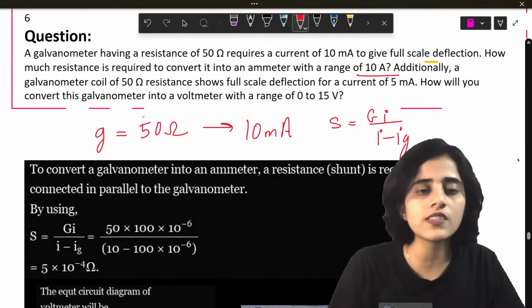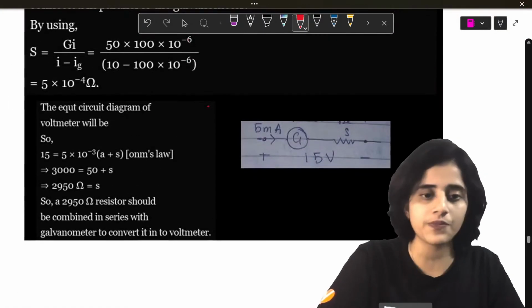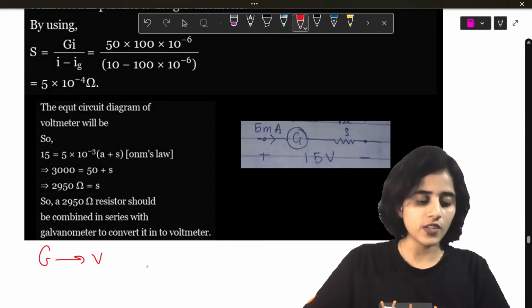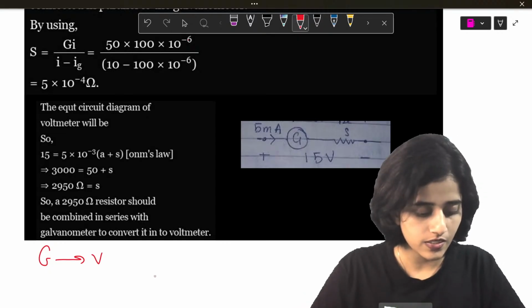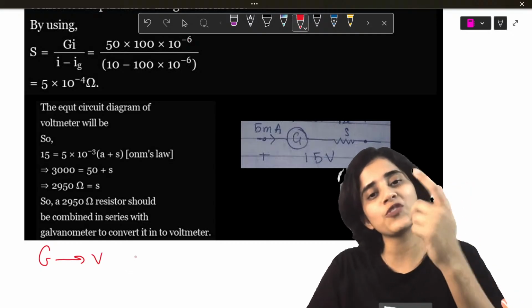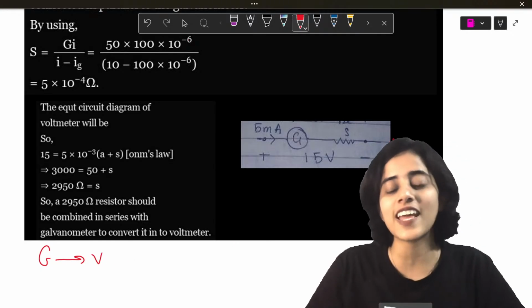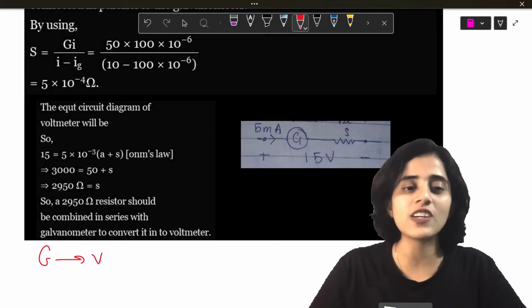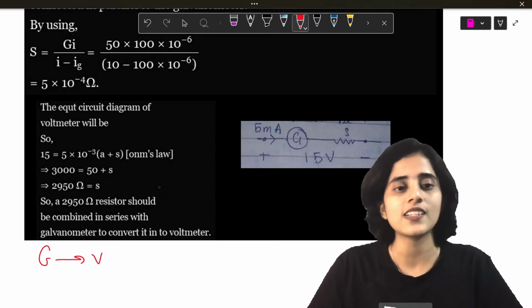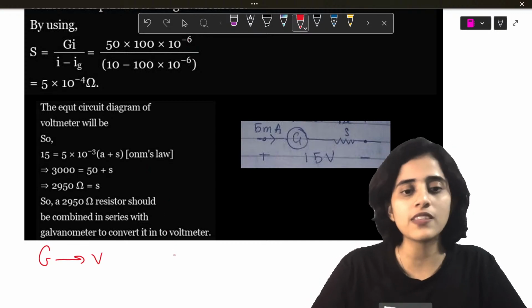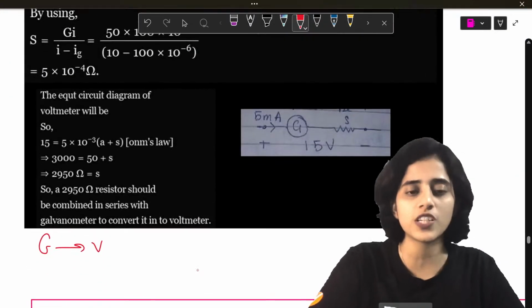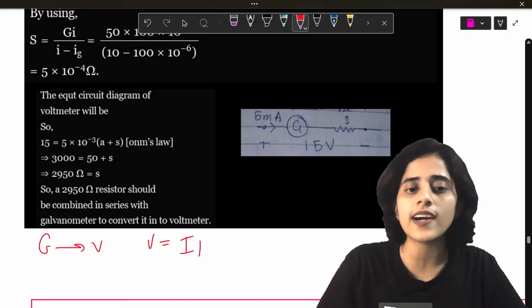How will you convert this galvanometer into a voltmeter? To convert a galvanometer to a voltmeter, what do you have to do? Yes, you have to connect a resistance in series. So what will the formula be? This also I've explained in the last class. 15 is the voltage given in the question. So V is equal to IR, right?